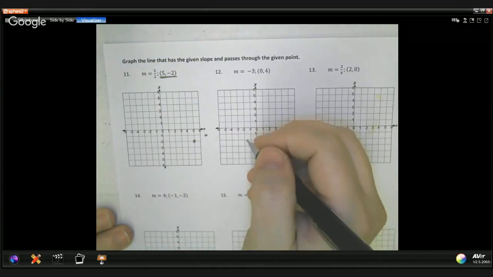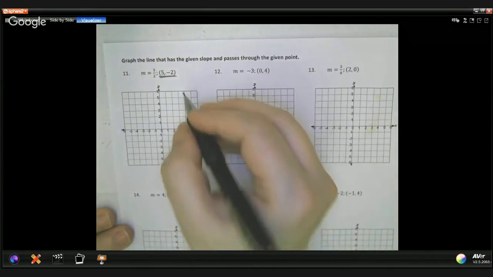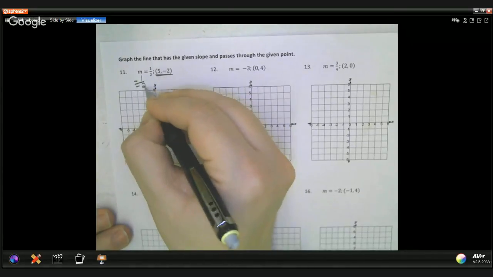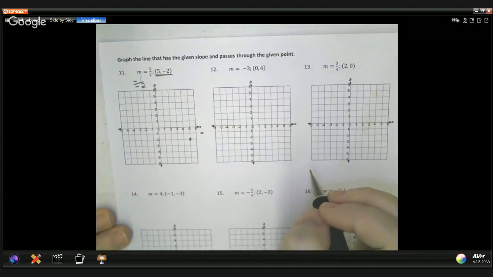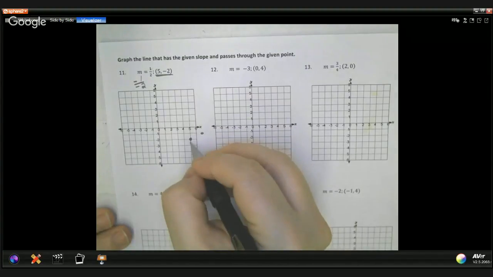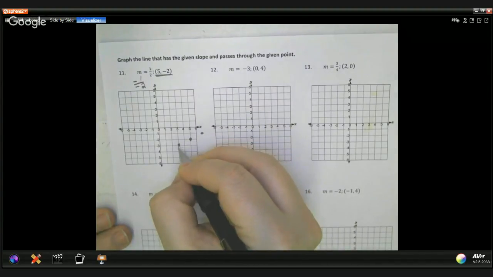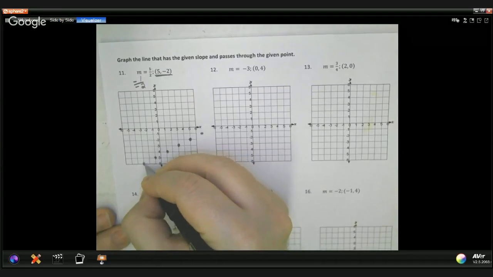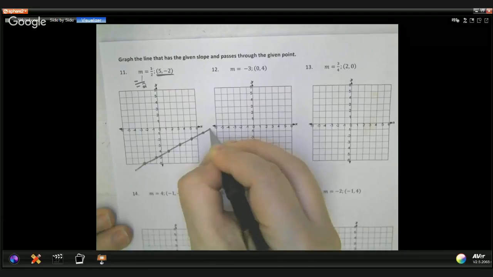But now I want to continue the other way. The same thing as 1 over 2 is exactly the same as negative 1 over negative 2, because 2 negatives become a positive. So I'm going to go down 1 to the left 2. And if you notice, that makes that straight line. And so there's the linear function for that one.